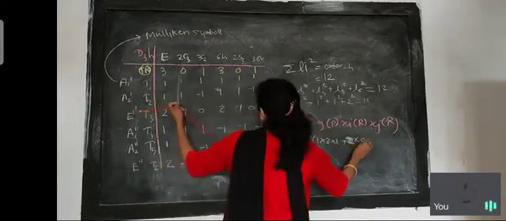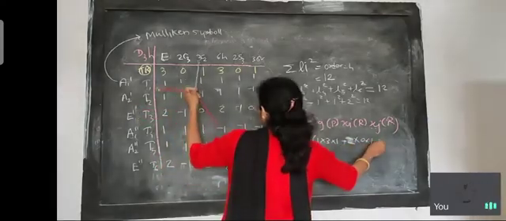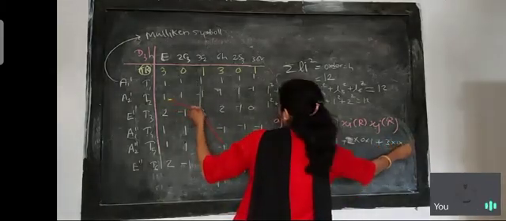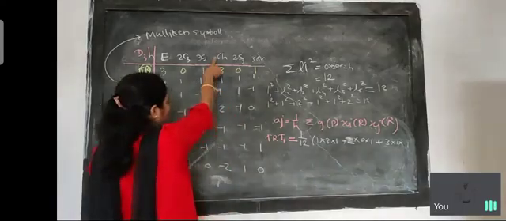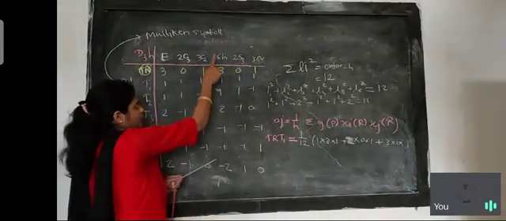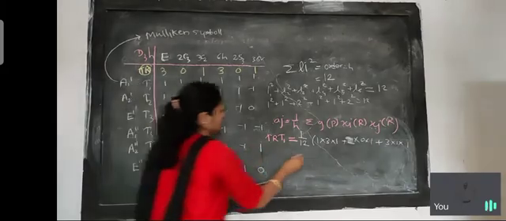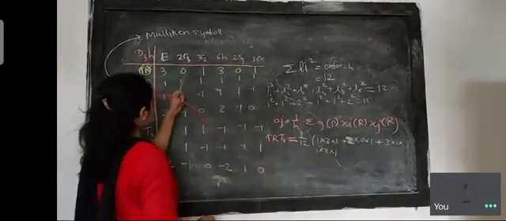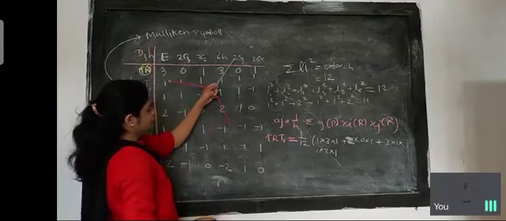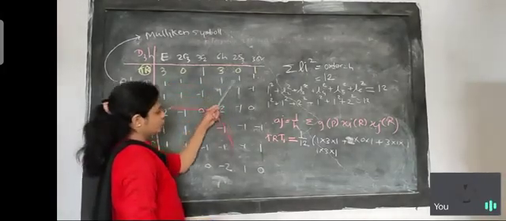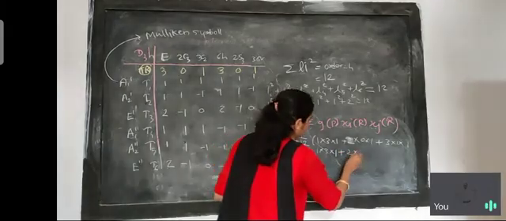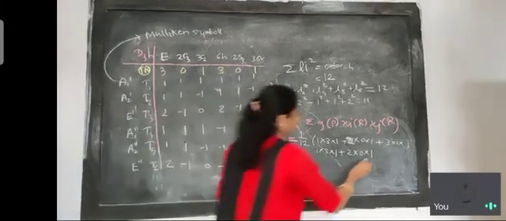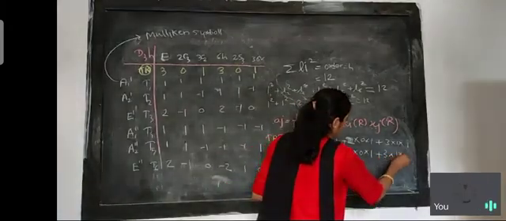0 into 1 plus 3 into 1 into 1 plus 3 into 1 into 1 plus there is no number here, so you have to consider here 1. 1 into 3 into 1. 1 into 3 into 1. Okay. 1 into 3 into 1. Again here number is 2. 2 into 0 into 1. 2 into 0 into 1. Then next is 3 into 1 into 1 plus 3 into 1 into 1.